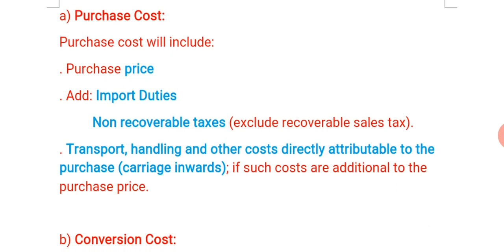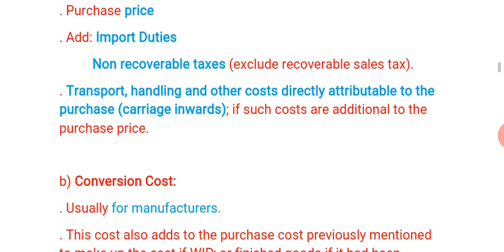As we've said below, the transport that is compulsory to take place, compulsory. Without it, the shirt would not be with me and it will not be called my inventory. That part of the cost is added to the cost of the inventory itself.